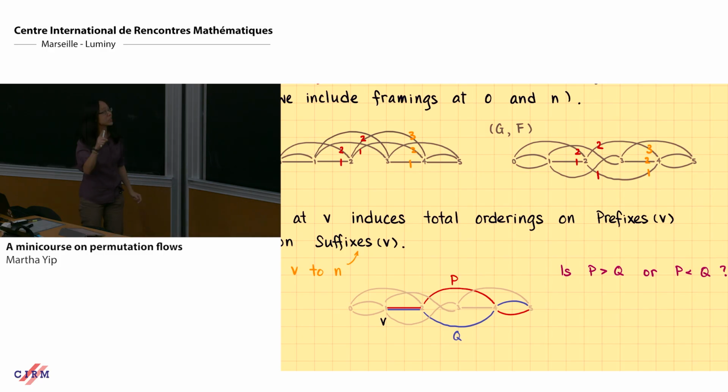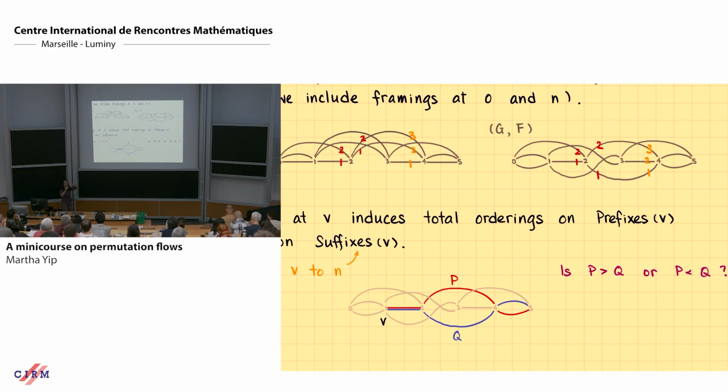There's one detail I haven't told you yet. How does the framing at a vertex of the edges induce a framing on suffixes? The way we do it is you take these paths, and when it leaves V, you follow them along the largest common component. P and Q are the same up till here, and then they start splitting. So the order on P and Q depends on the outgoing order here. And so is P less than Q or P bigger than Q here?